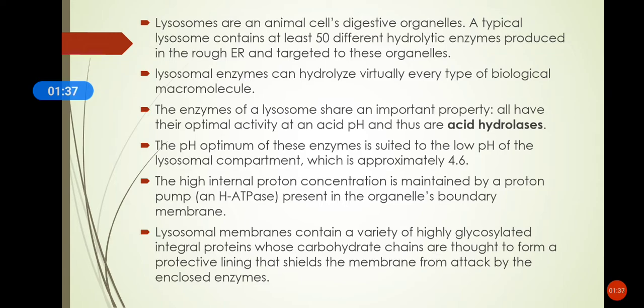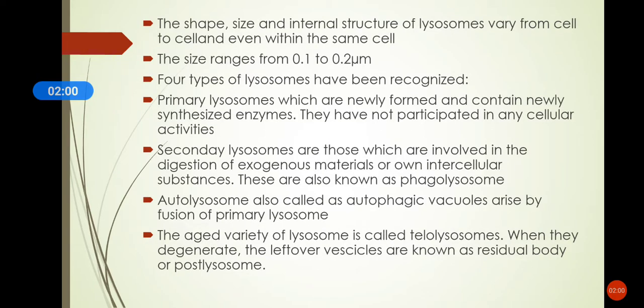Also, the lysosomal membranes have a variety of highly glycosylated integral proteins. The carbohydrate chains of these integral proteins form a protective lining for the membrane, and it will help in preventing the attack from the enclosed enzymes. The shape, size and internal structure of these lysosomes can vary from cell to cell, and even within the cell they can vary. Their size ranges from 0.1 to 0.2 nanometer.